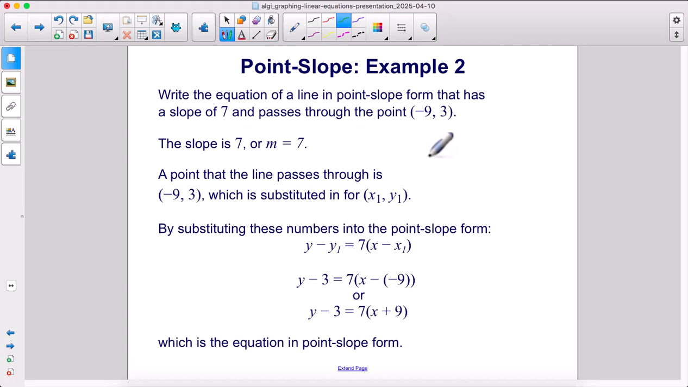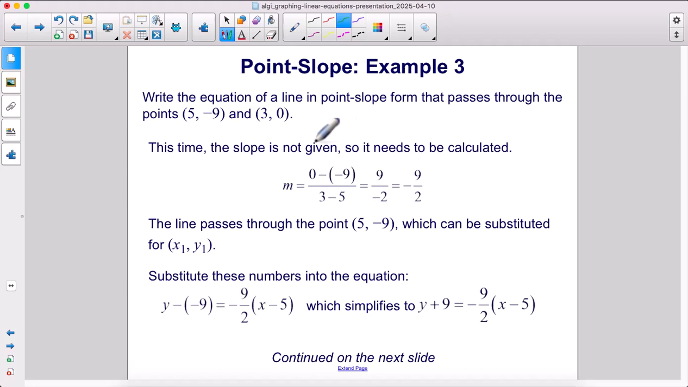Write the equation of a line in point slope form that has a slope of 7 and passes through the point negative 9, 3. All right, so the slope is 7, so m is equal to 7. And we're going to say negative 9 is our x1 and 3 is our y1. So by substituting these numbers into the point slope form, we get y minus 3 equals 7, which is the slope, times x minus negative 9. Those negatives are going to cancel and turn into a plus sign. So here's our answer. This is the equation in point slope form.